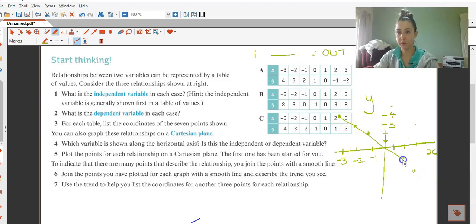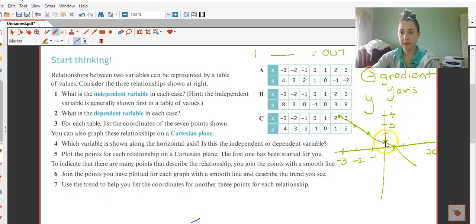And then we just simply join those up with a line. I've not drawn that accurately enough. Okay, so I've just quickly fixed it up. So we can see that we've got a negative gradient on this one. So it's a negative relationship. And it crosses over the y-axis at 1. So we know we've got a negative gradient and we cross over the y-axis at 1.